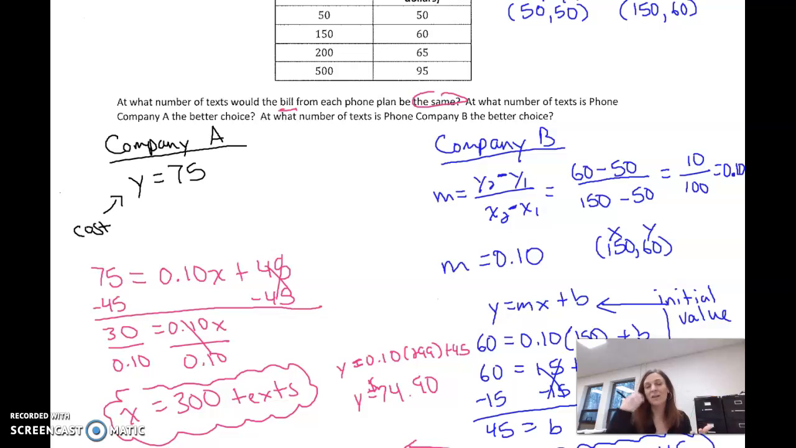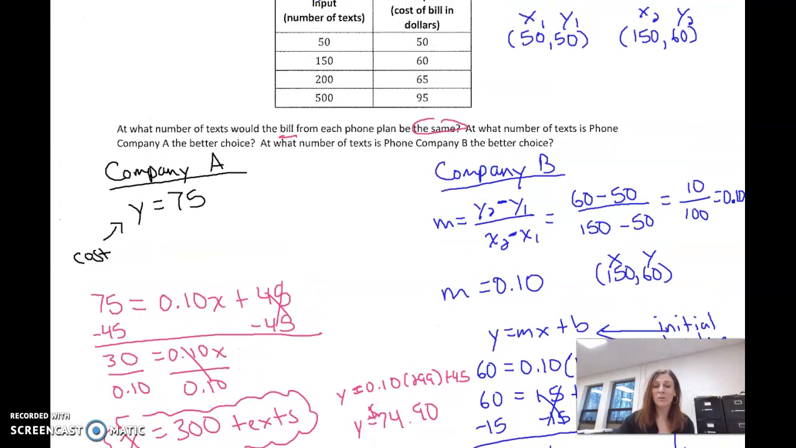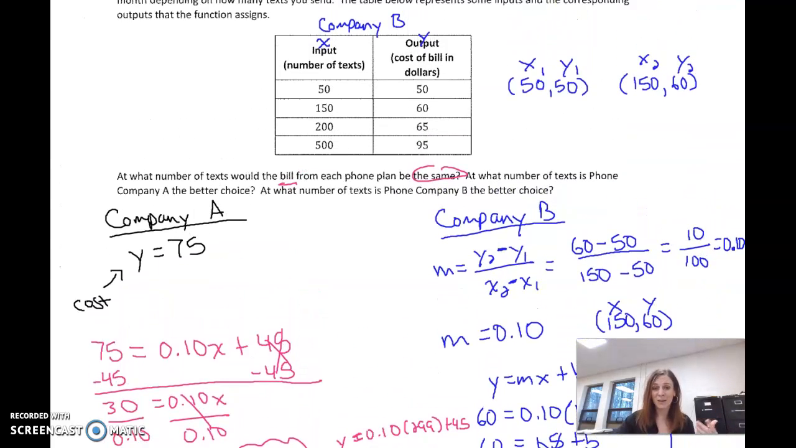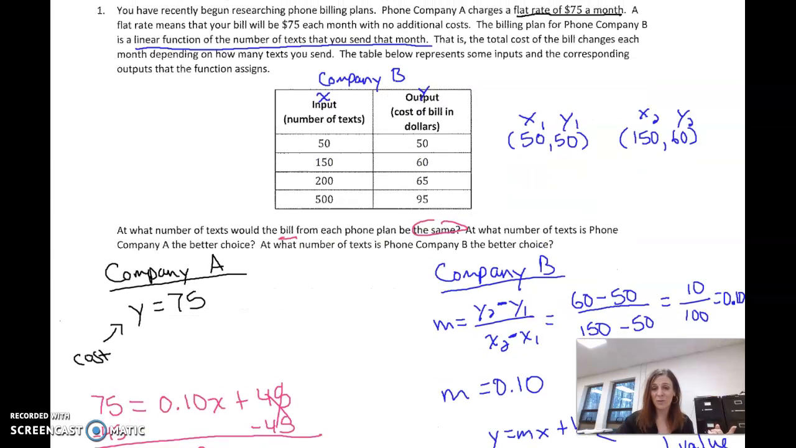So that's just kind of the things you need to do as you're looking at cell phone plans and other different types of plans. But also, all this information came from comparing a written description for a phone company plus a table. Just dealing with functions in different forms.